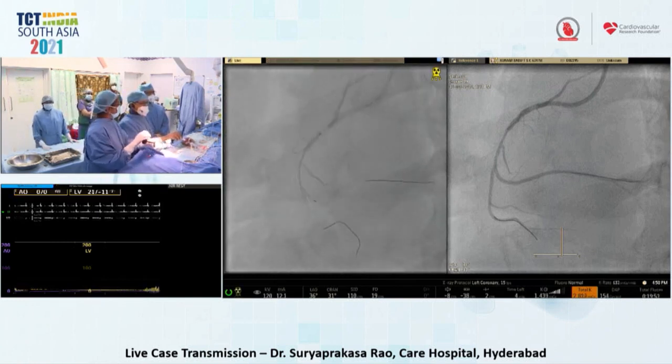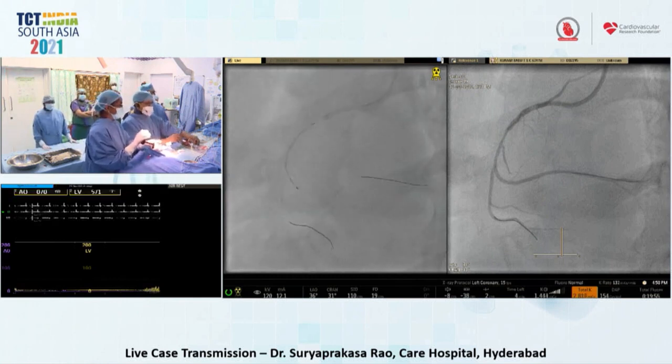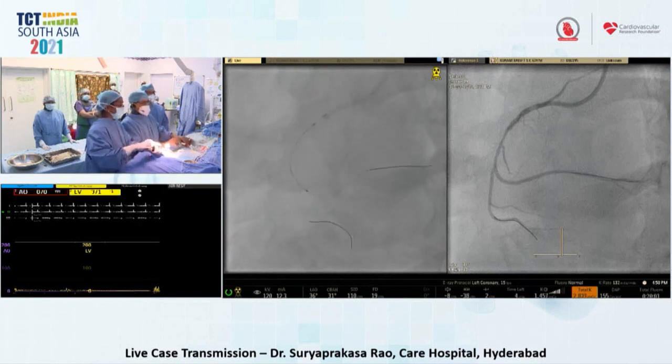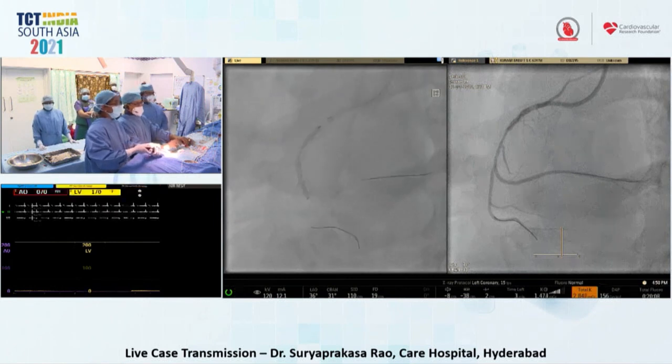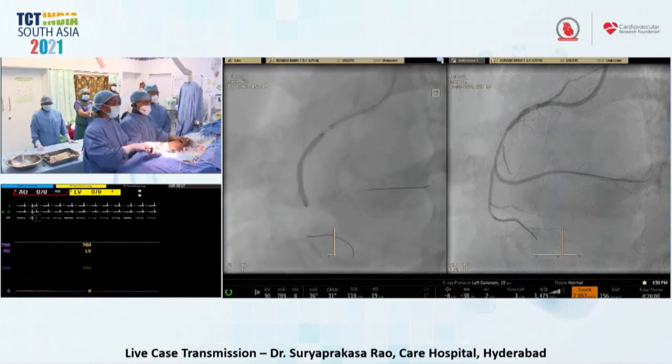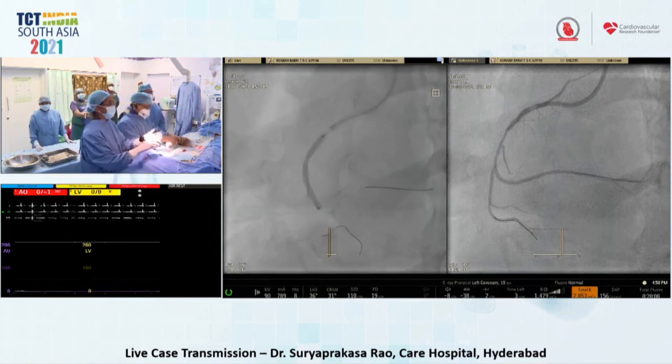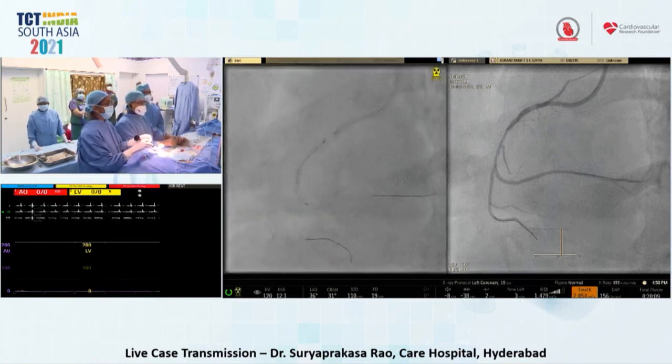Stent coverage is sufficient. Deploying at nominal pressure of 10 atmospheres. 10 atmospheres. 6, 8, 9, 10. Coming down. Exactly near the proximal segment, there was still some waist.